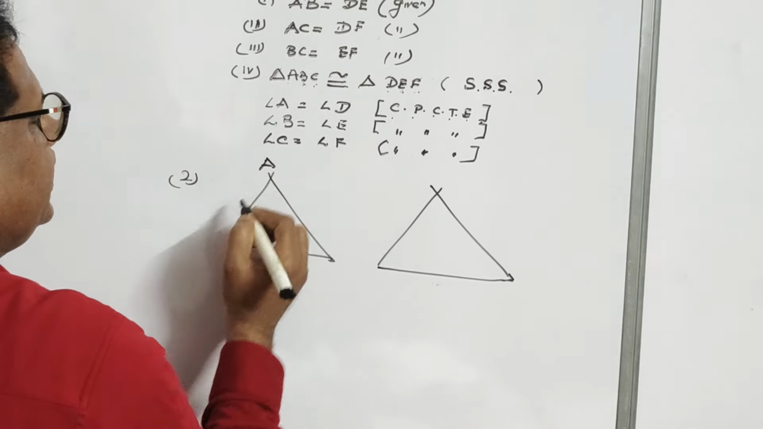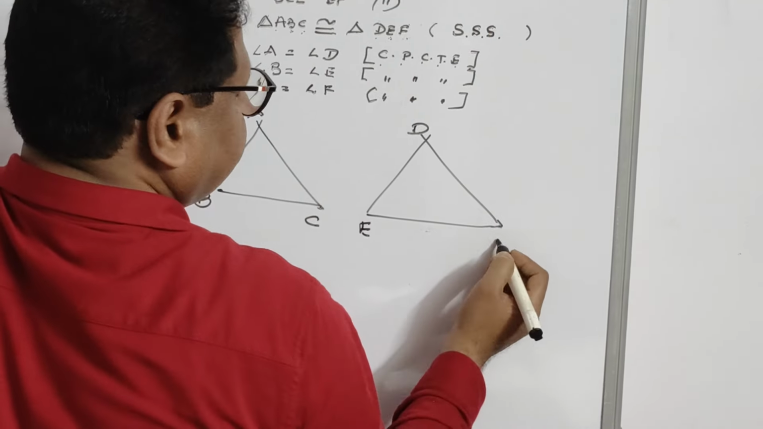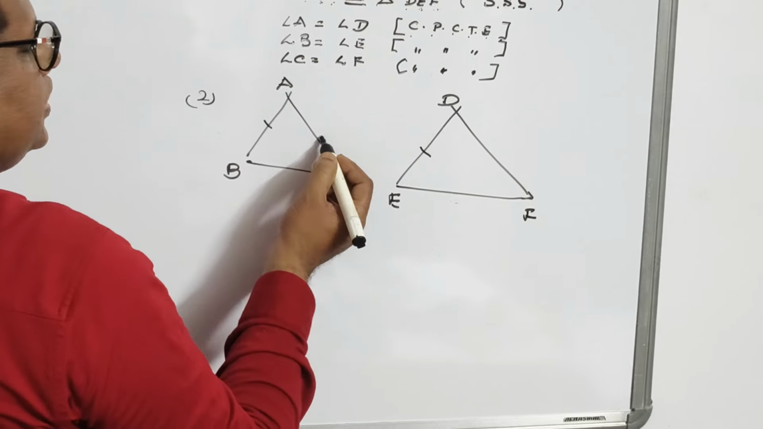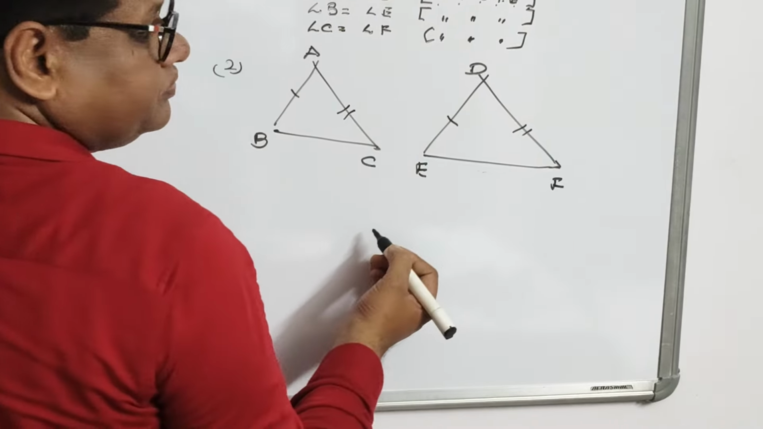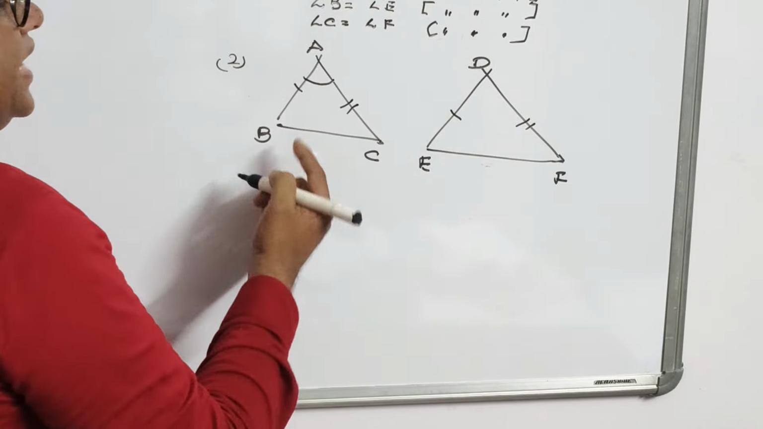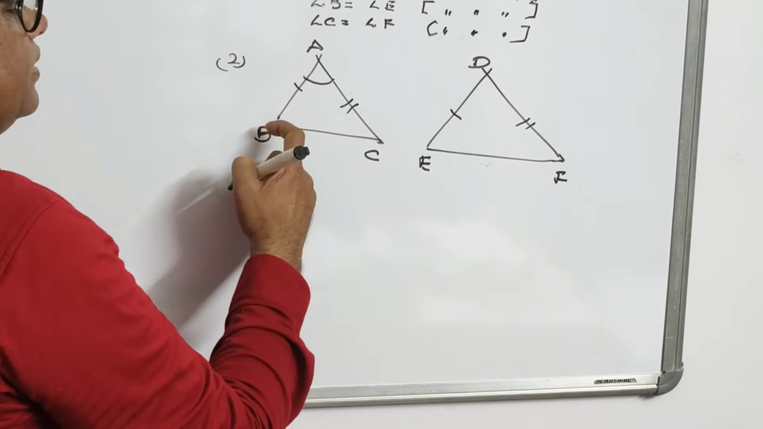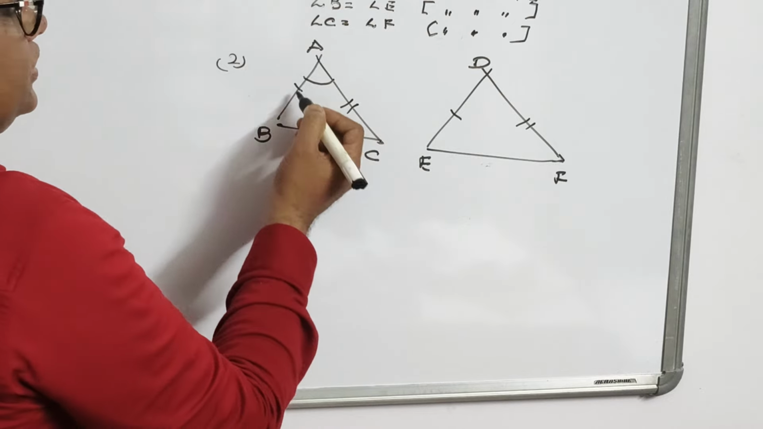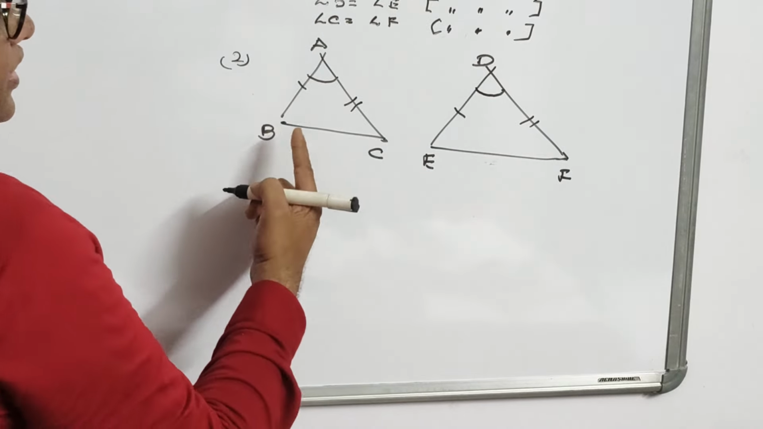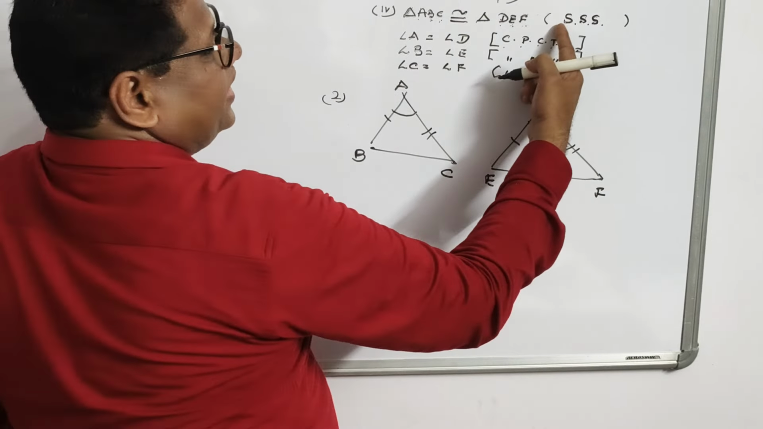In this, again let us take triangle ABC. This is triangle DEF. Here we are given AB is equal to DE, side AC equals to side DF, and this included angle. Included angle means the angle between the 2 sides. The 2 sides are AB and AC, and the included angle is angle BAC. This angle is equal to this angle. So the figure is now very clear, and the condition we are given here is not SSS.